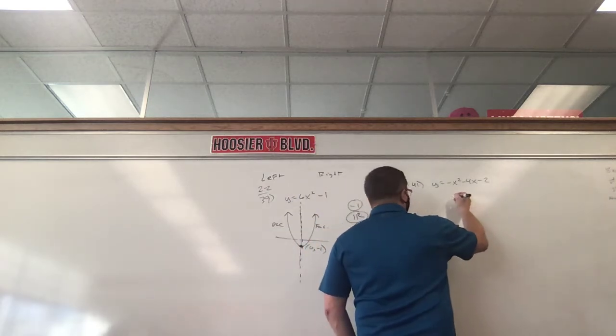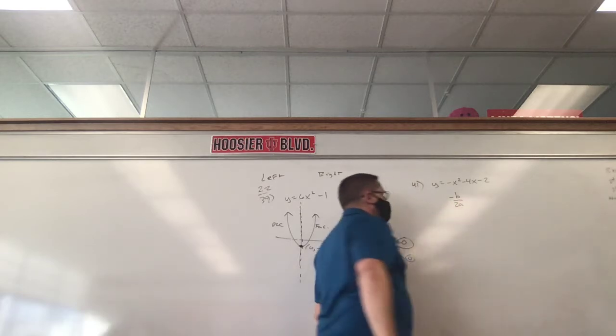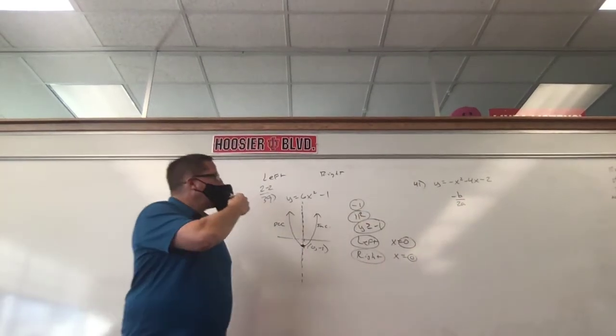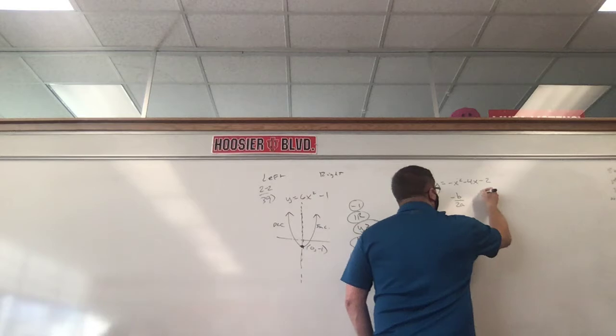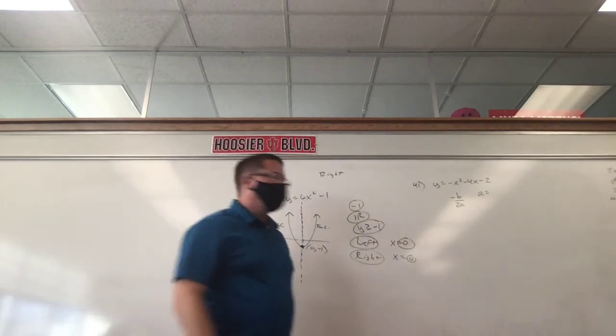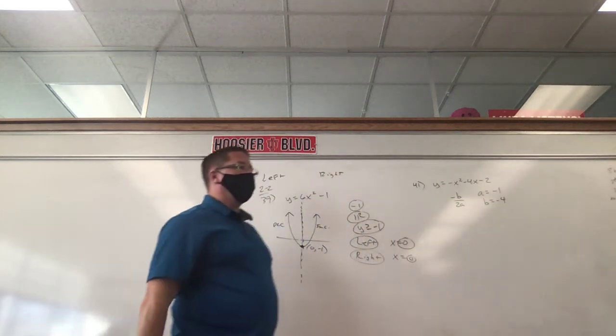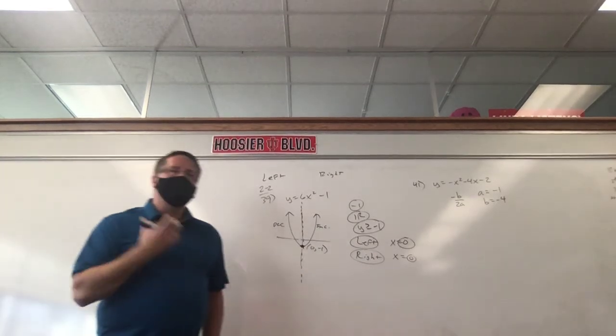Negative B over 2A. Not B over 2A. Negative B over 2A. Okay, and what's A? Negative one. What's B? -4. What's C? Delete it. Who cares? Okay.